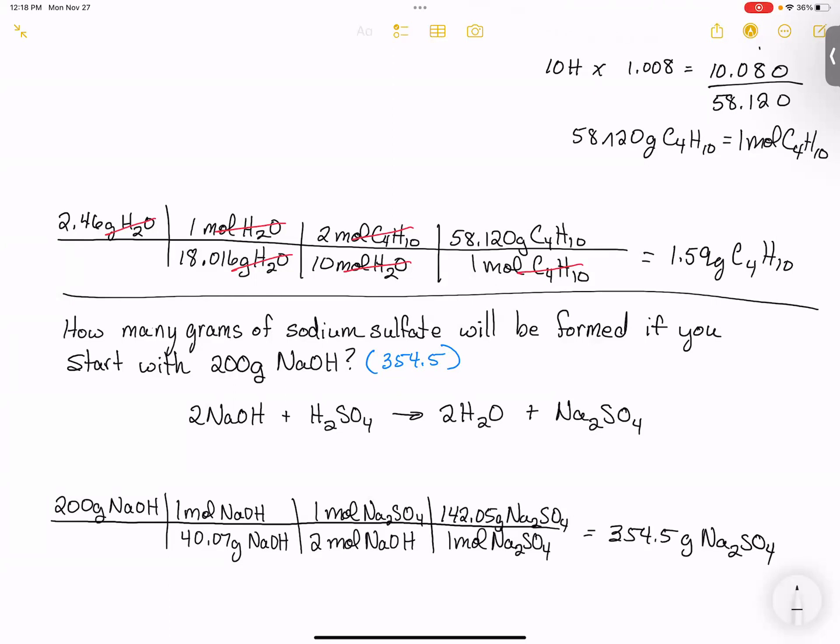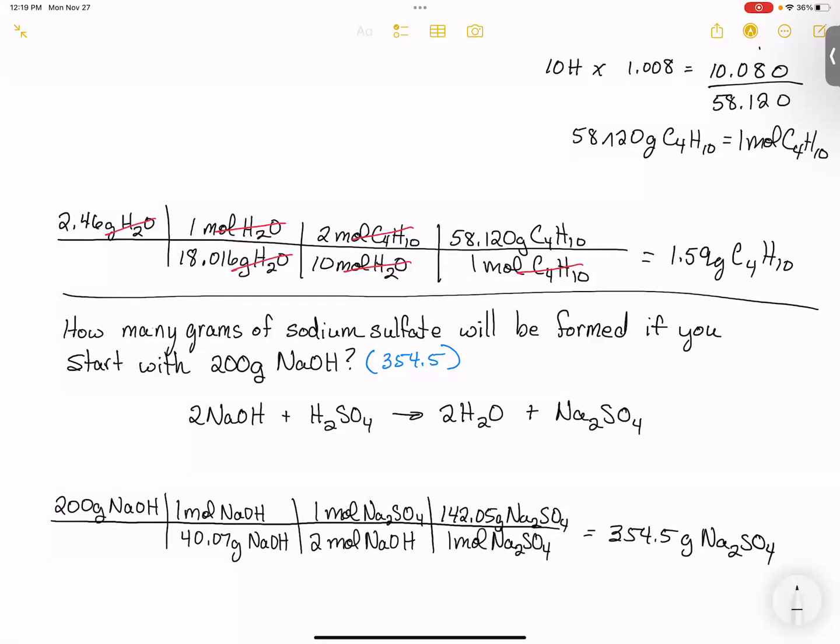So when you take and separate everything out, you would find that you need a mole-to-mole ratio because sodium hydroxide and sodium sulfate are different. And according to the balanced reaction, there's 2 moles of sodium hydroxide to 1 mole of sodium sulfate.